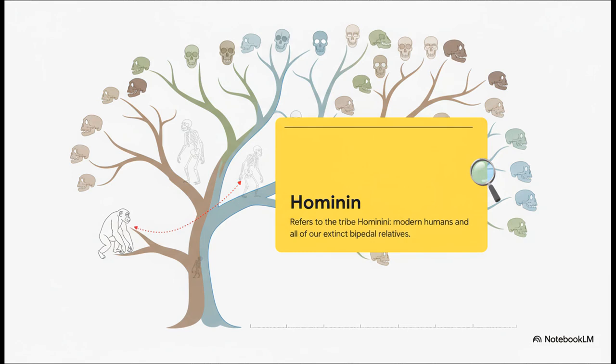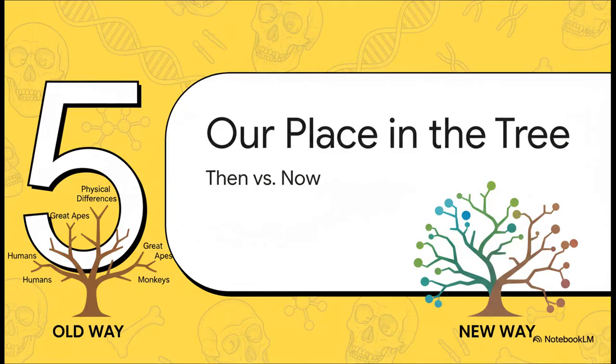And this brings us to a super important definition. The term hominin refers specifically to this final branch, our tribe, Hominini. It includes us, modern humans, and all of our extinct relatives who showed up after our lineage split from the chimpanzee lineage. Okay, let's put it all together and do a direct comparison of our place in the family tree.